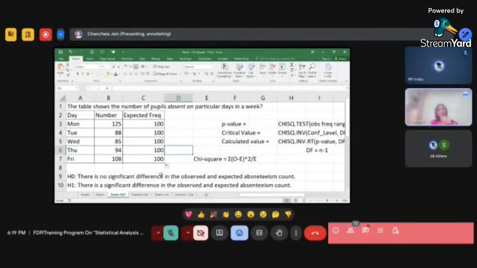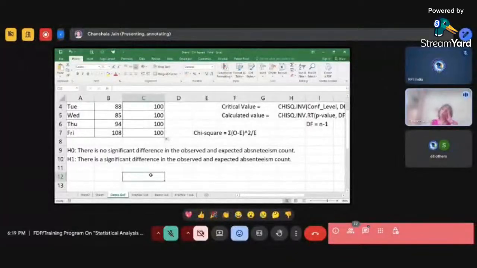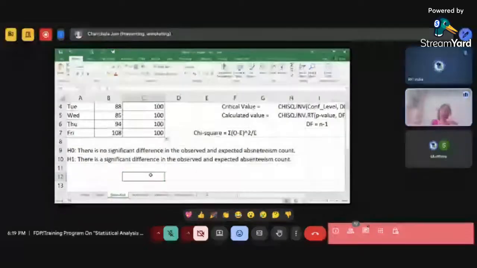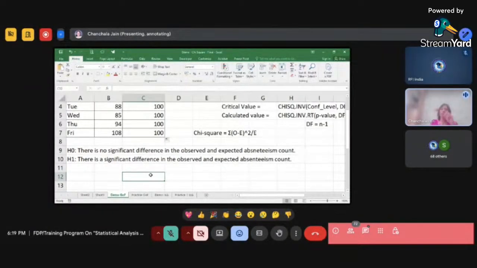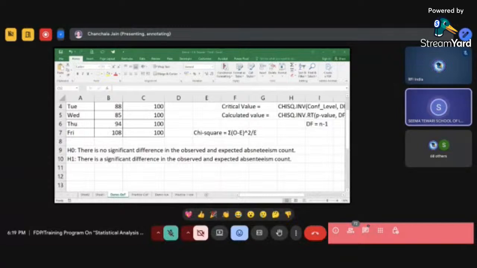Fine. So before performing the chi-square test, I want to ask you, once you are testing any hypothesis, how are you deciding whether you are accepting it or rejecting it? What is your criteria? How are you deciding to accept or reject any null hypothesis? Anyone? On p-value, if p-value is less than 0.05, we fail to accept the null hypothesis. If p-value is more than 0.05, we accept the null hypothesis.